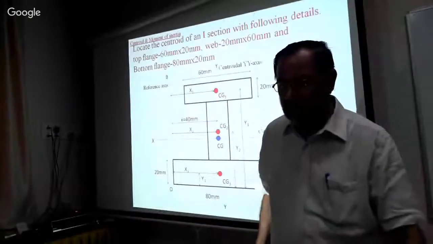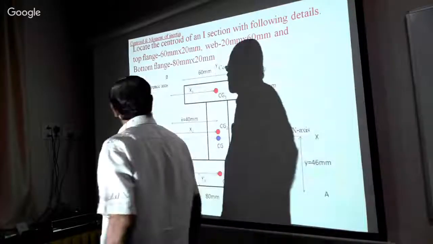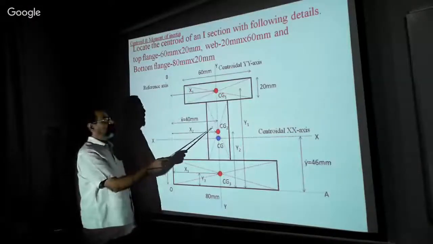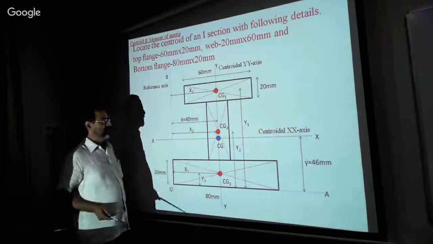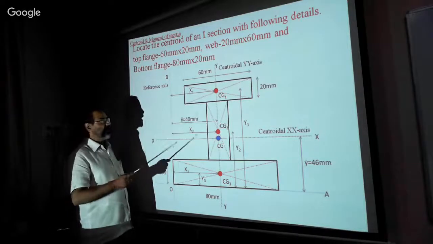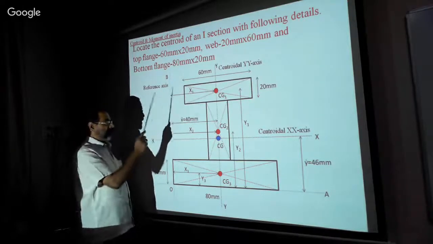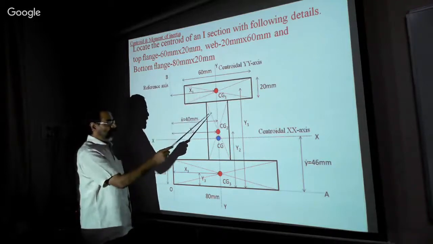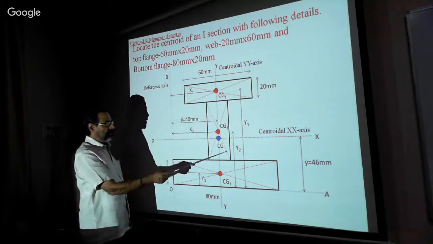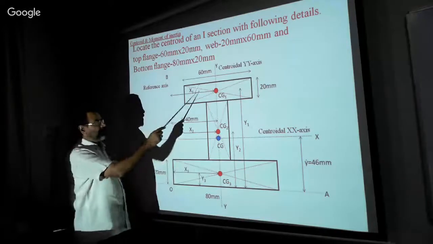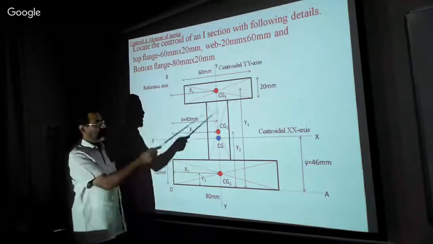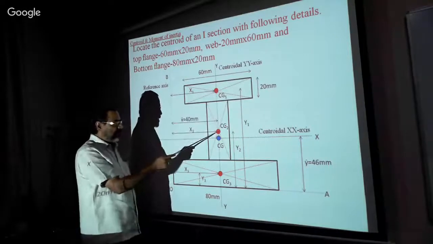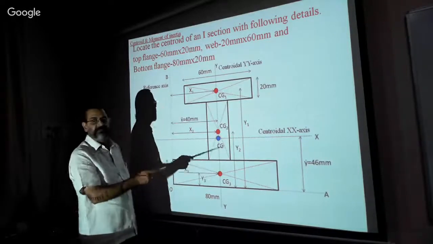Similarly, we have another section here. This is the I section. This is the top flange, this is the web, and this is the bottom flange. There are three figures: figure 1, a rectangle, figure 2, a rectangle, and figure 3, a rectangle. Figure 1 has a centroid, figure 2 has a centroid, and figure 3 also has a centroid.